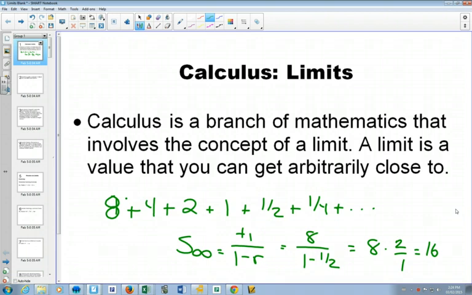And when I walked 8 halfway, and then halfway 4, and then halfway 2, and so on, you could see that eventually I'd get really, really close to the wall, and the wall was 16 away from where I started. The formula shows it as well, but that idea can be seen just by looking at it. So we would say that that is the limit. A limit is a value that you can get arbitrarily close to.